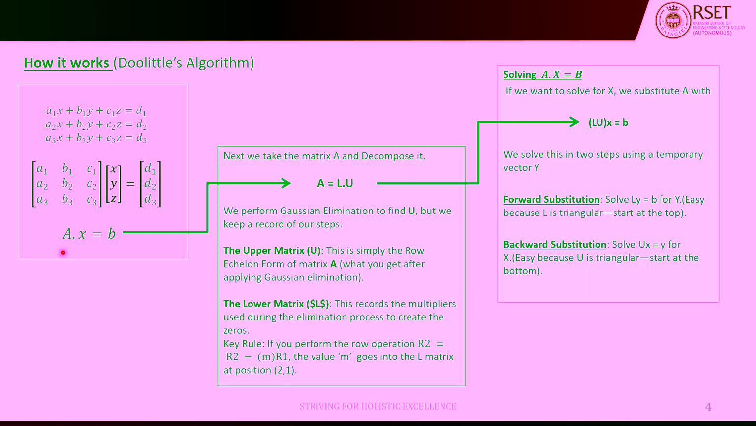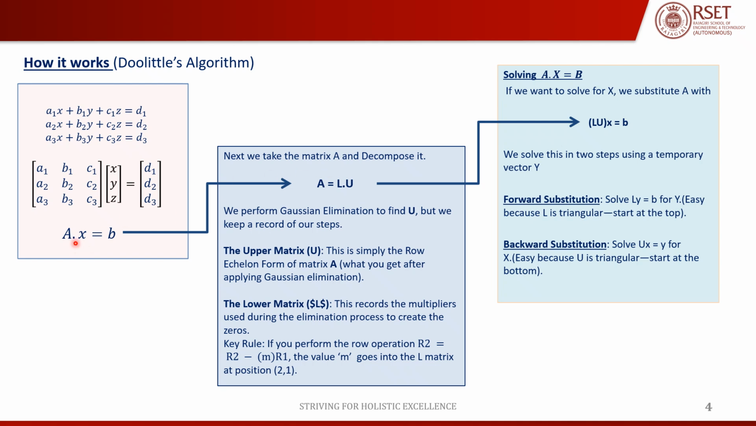And the next step is, I'm taking this A only. We will solve that later. So I'm taking this A and decomposing it into L into U. So how can you find a lower triangular matrix and an upper triangular matrix which satisfy this? Next we take the matrix A and decompose it, that is A = LU. So how can you find U and L?